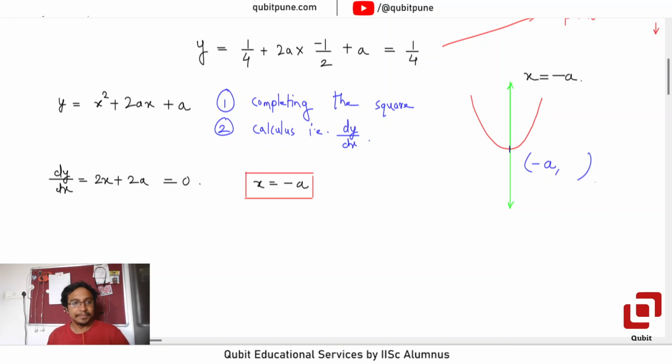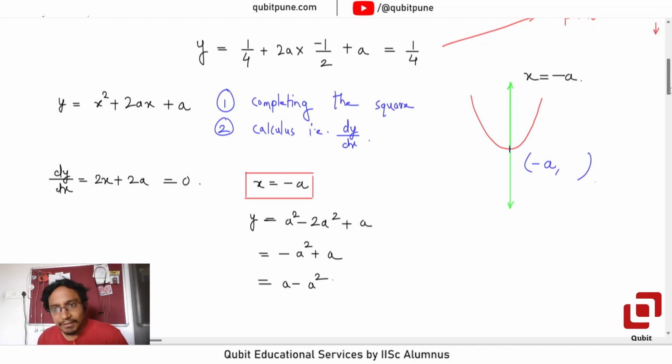Can we find y? Yes, y can be found out. It is a squared minus 2a squared plus a, so it is negative a squared plus a, or a minus a squared. So we have successfully determined both the x and y coordinates of the vertex. The x coordinate is negative a, and the y coordinate is a minus a squared.